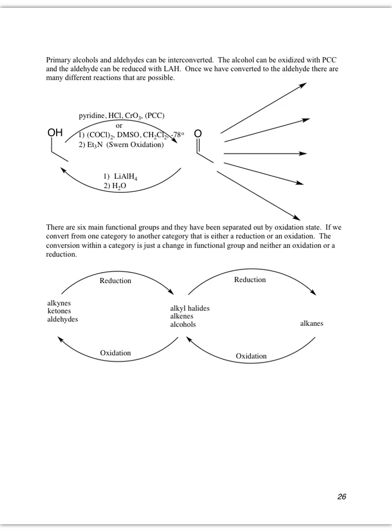So if we have an alkyne, we can reduce it to an alkyl halide, an alkene, an alcohol. We can reduce an alkyl halide, an alkene, or an alcohol down to an alkane. We can oxidize an alkane and get it up to an alcohol, an alkene, or an alkyl halide. We can oxidize any of those up to an alkyne, a ketone, or an aldehyde.